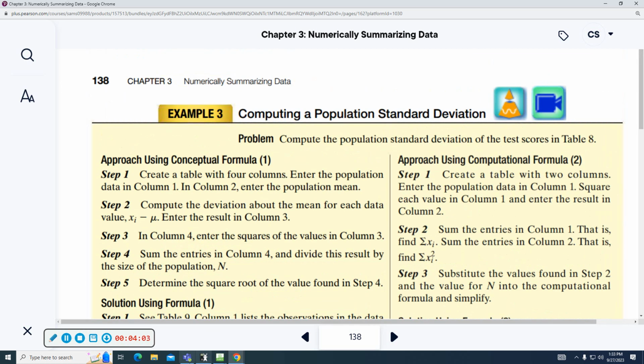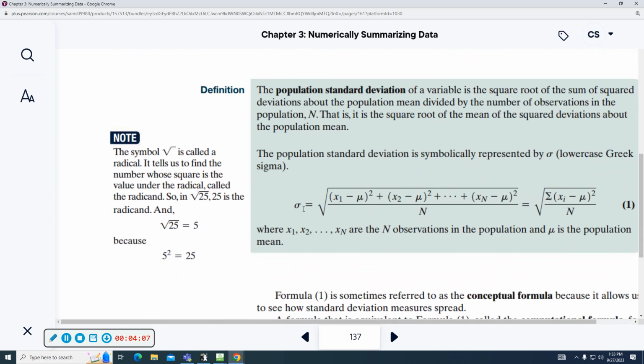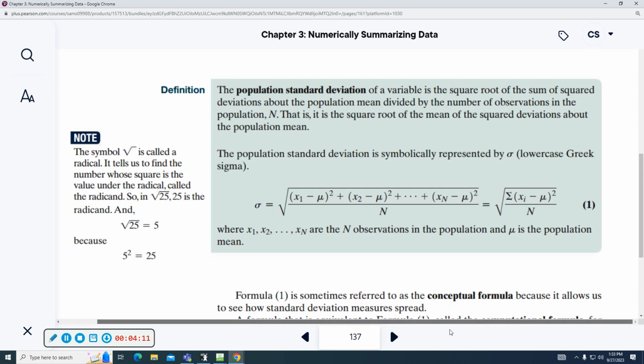I don't think I saw that definition. Yeah, here it is right here. So this is sigma. Do they spell that out? Yes, right here. This lowercase Greek sigma. So this symbol is sigma.